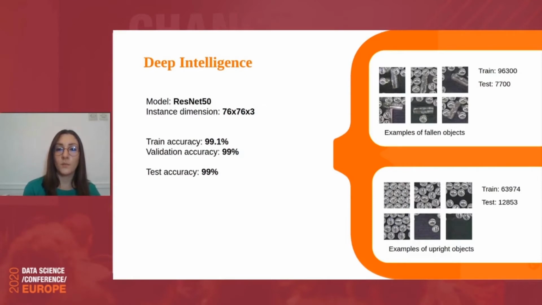We were able to make this data set of, of course, two classes. As you can see on the right side, there are examples of fallen objects and examples of upright objects. Also, the number of instances of each class in train and test set.